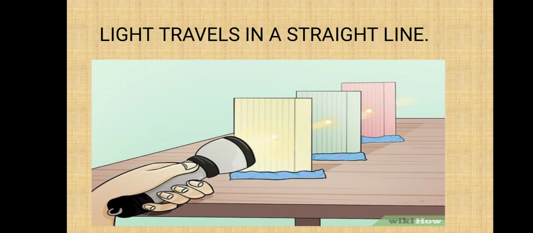A very important point that we have learned is that light travels in a straight line. Take a torch and put 3 or 4 glasses together. Try to switch on the light, you will see the beam will pass through this and the light will be displayed on the screen on the other side.